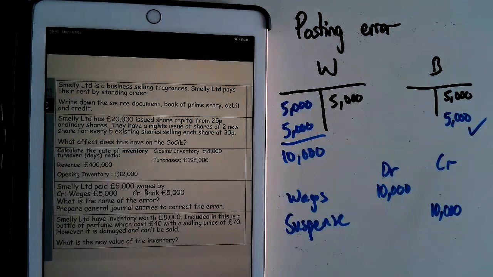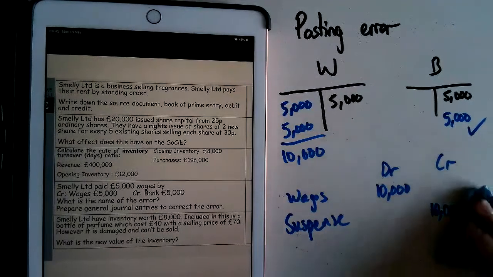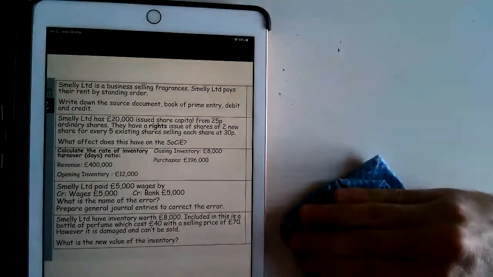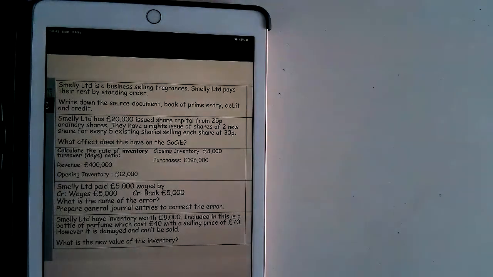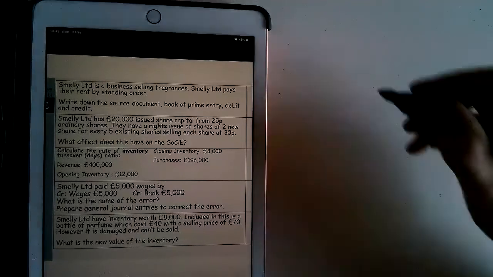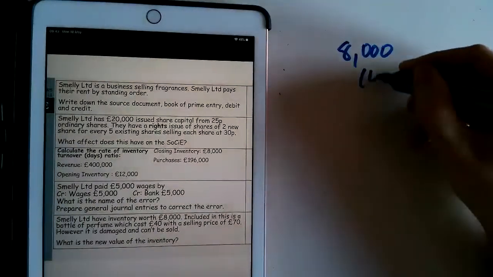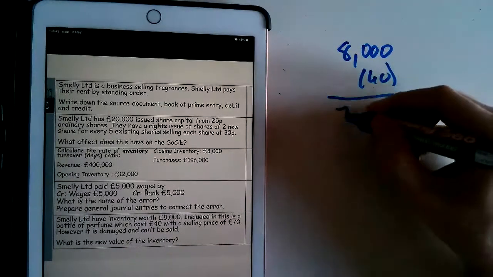And the last one. Smell You Limited has inventory worth £8,000. Included in this is a bottle of perfume which costs £40 with a selling price of £70. However, it is damaged and can't be sold. What is the new value of the inventory? Okay, so remember, we ignore anything to do with selling prices. The cost of the bottle was £40. It's damaged, it can't be sold, so we need to take away that £40. So it's just 8,000 take away £40.